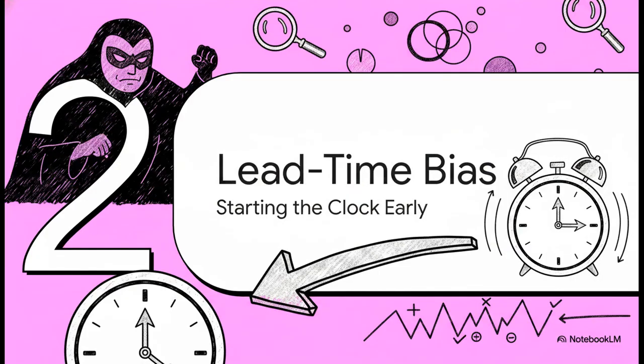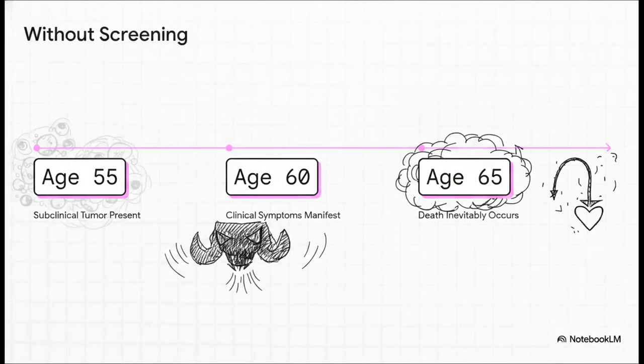Which brings us to part 2, understanding lead time bias. Okay, imagine a progressive, fatal oncological disease. Let's call this our patient zero scenario. Without any screening whatsoever, a subclinical tumor is present at age 55, but the patient feels totally fine. Clinical symptoms finally manifest at age 60, and sadly, death inevitably occurs at age 65. That establishes a true survival time of exactly 5 years after symptom onset.